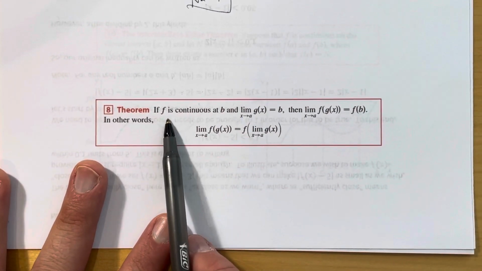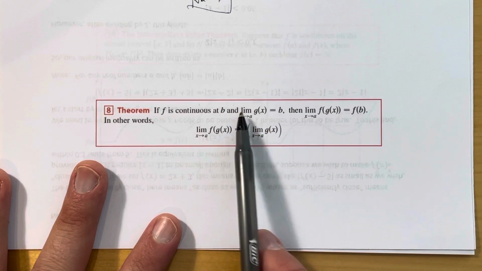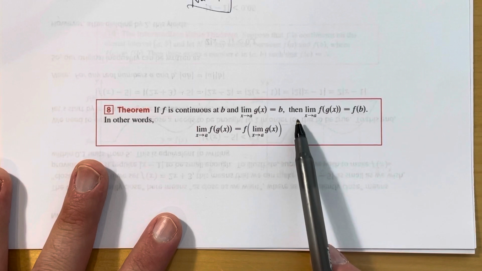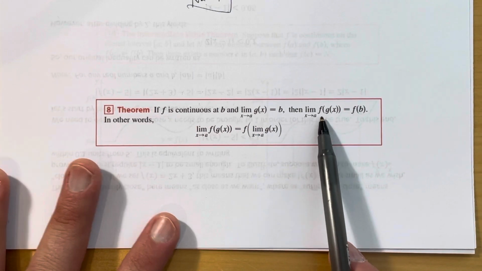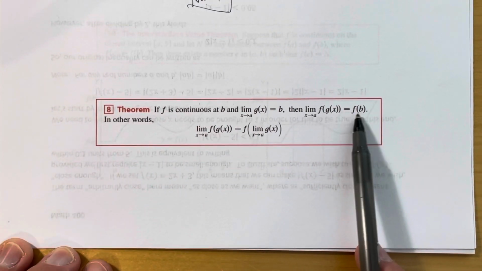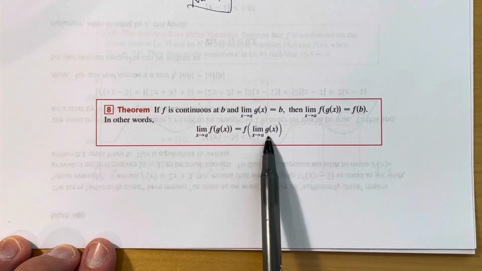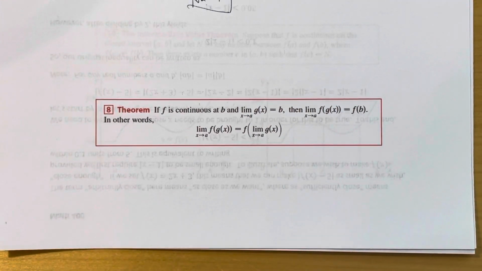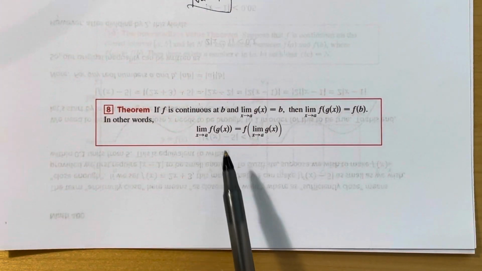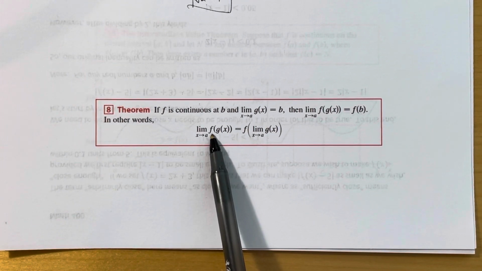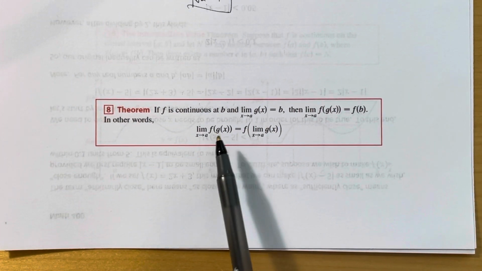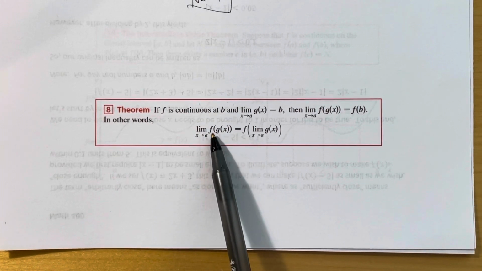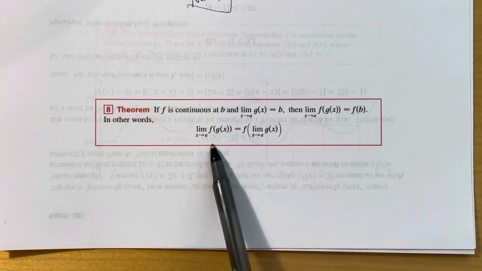So what it says is that if f is continuous at b, and if the limit as x approaches a of g of x equals b, then the limit as x approaches a of f of g of x is equal to f of b, or in other words, this. Now there's kind of a lot going on in this explanation up here, but essentially what this is saying is that if you have functions f and g that are continuous, then you can bring a limit in. And if you're taking the composition of those functions, f of g of x, you can bring the limit in.